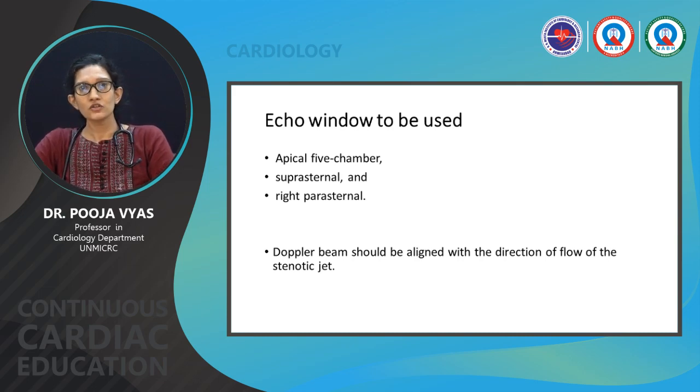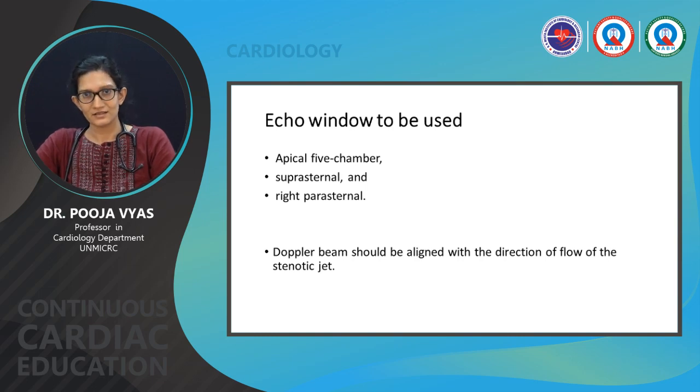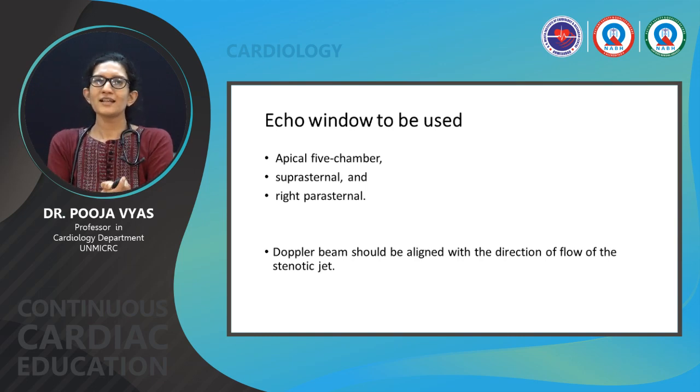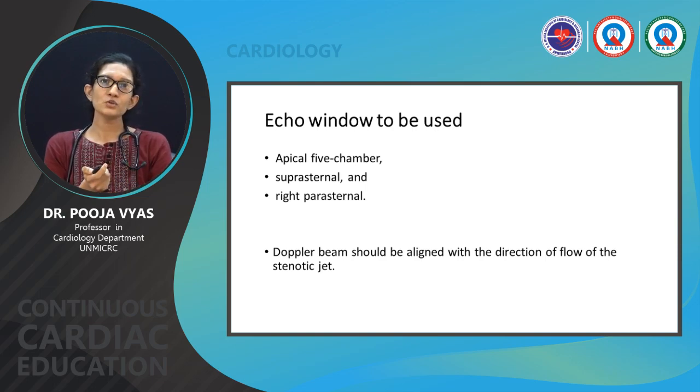The echo windows which should be used for assessment of velocity across the aortic valve and assessment of gradients are the apical 5-chamber view, suprasternal and right parasternal views. We should take care that the Doppler beam is aligned with the direction of flow of the stenotic jet. Failure to achieve that parallel alignment will lead to underestimation of the velocity as well as gradients.